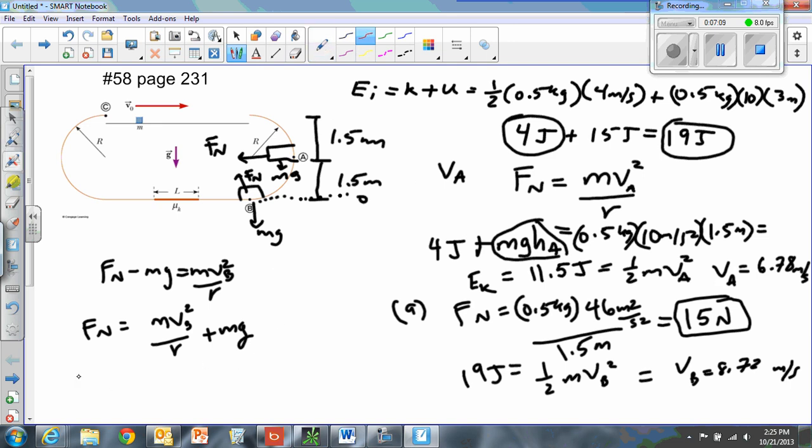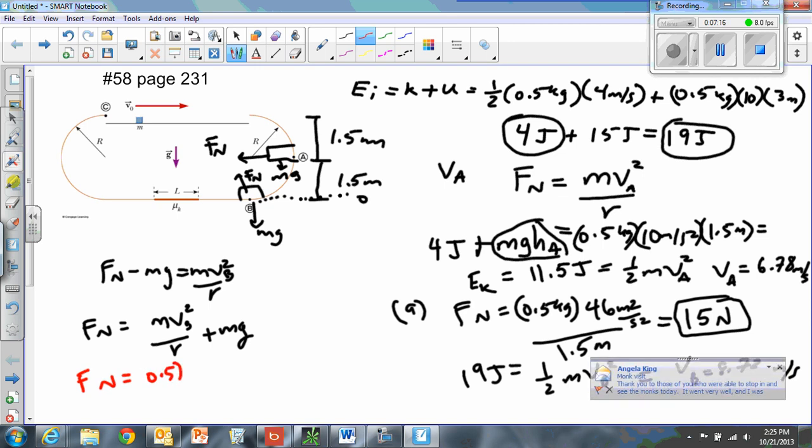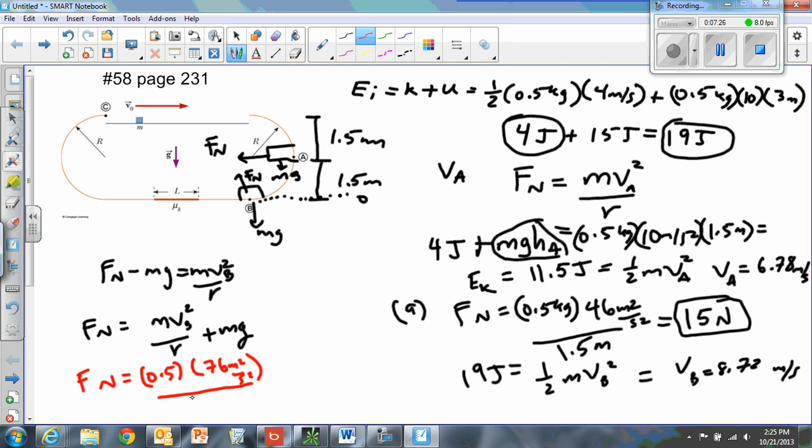Okay, so now I'm going to say Fn equals 0.5 kilograms times 8.72 squared, which is 76 meters squared per second squared, over 1.5 meters, plus 0.5 times 10, which is 5 newtons. When you do that you get 30 point something, like 32 or something, and that's our answer. It just rounds off to 30. That's our answer for the A part. That's how you do the A part. Alrighty.